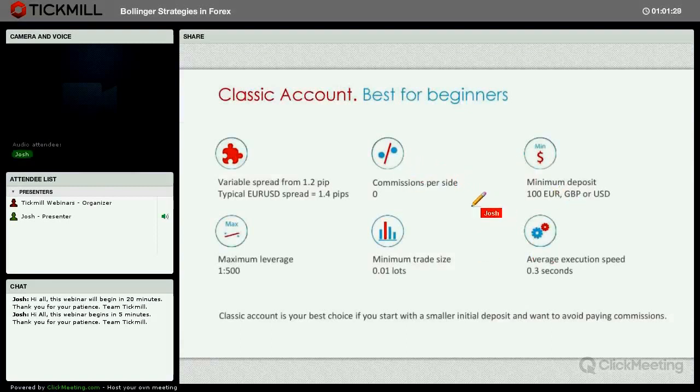The classic account is the one that is recommended by Tickmill. You can see here that there are variable spreads anywhere from 1.2 to 1.4 pips. There's 0% commissions per trade, and the minimum deposit is relatively small as well. And obviously, as we discussed, very high levels of leverage can be offered. And you can also enter trades with micro lots, which is important. The execution speed is almost instantaneous.